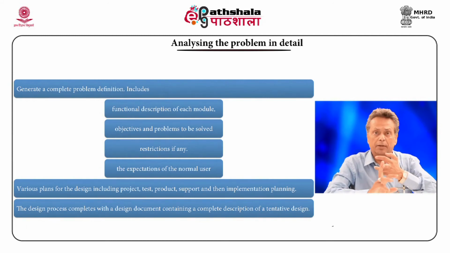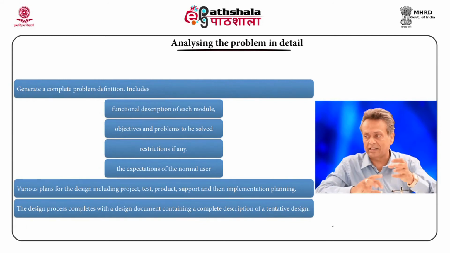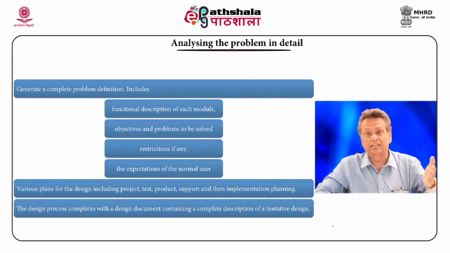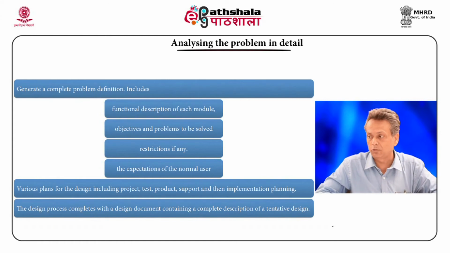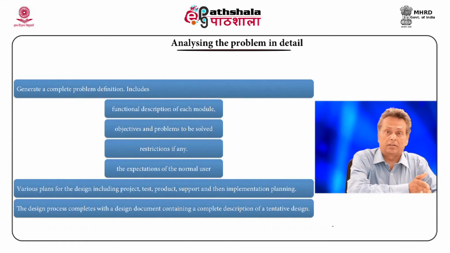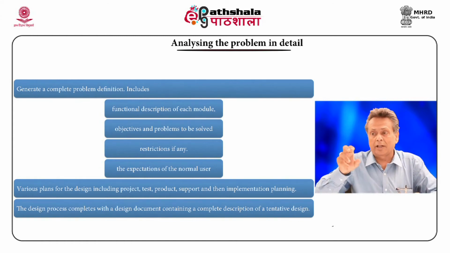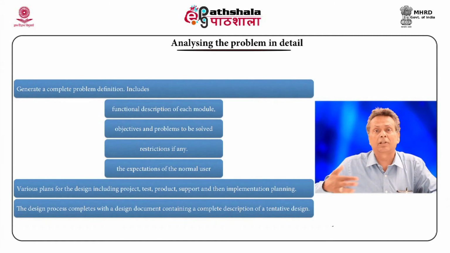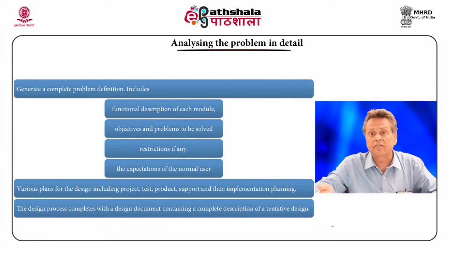Functional description of each module, that this module is going to do that. Objectives and the challenges of every module that you are going to work on. Are there any restrictions? For example, for a given module, the response time must be less than 1 second. That's a restriction. Expectation of a normal user: a normal user expects you to sympathize if he is having a serious disease or something like that.